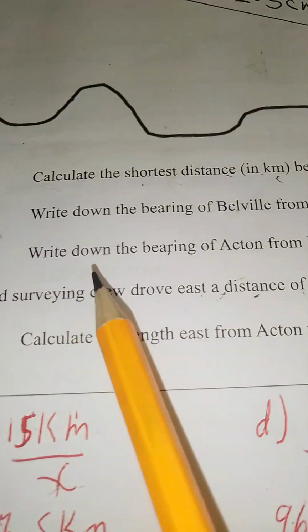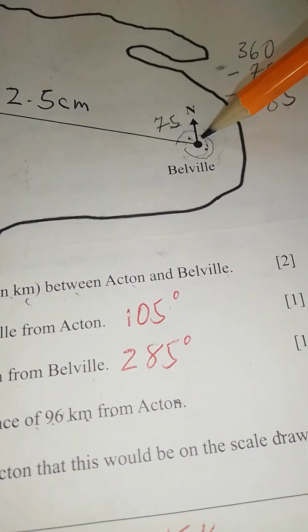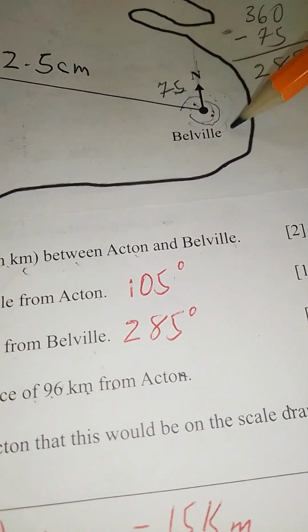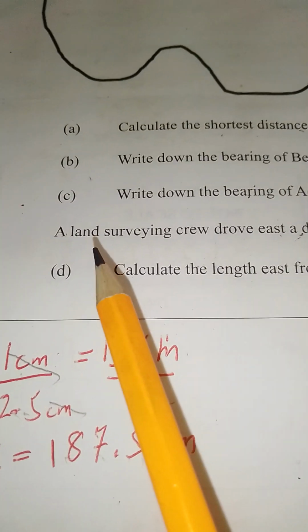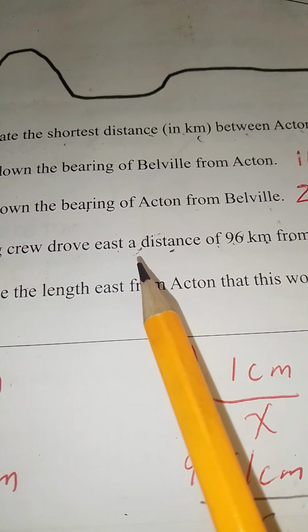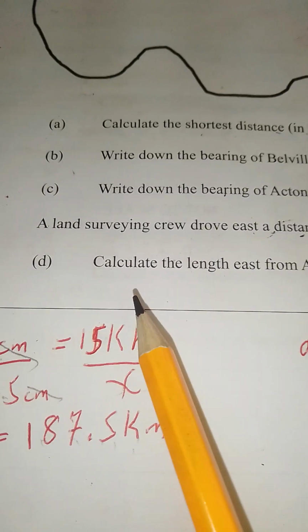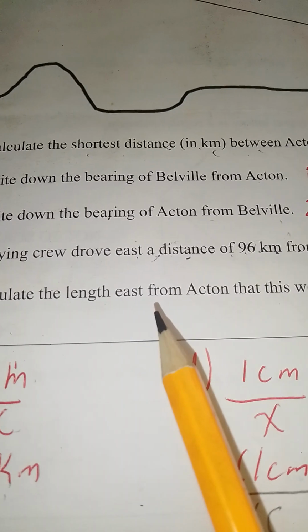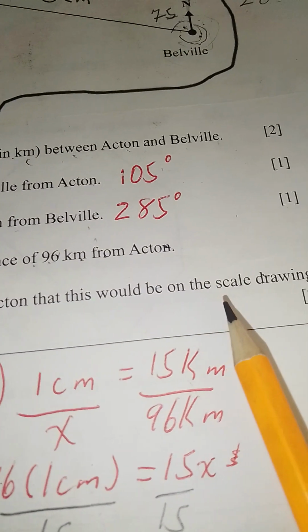So it says here, write down the bearing of Acton from Belleville. So from Belleville, I'm going to Acton. So the bearing is going to be 285 degrees. A land surveying crew drove east a distance of 96 kilometers from Acton. Calculate the length east from Acton that this would be on the scale drawing.